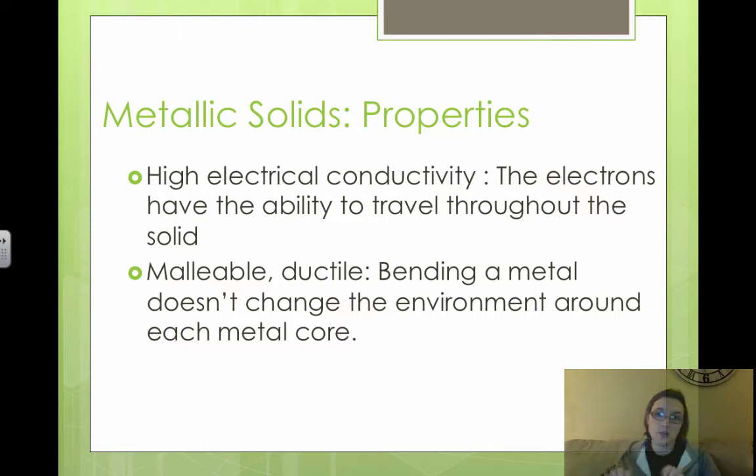And that's because when you bend a metal or you draw it into a wire, this doesn't change the environment around the metal core. It simply moves the electrons around. So all of these properties exist because atoms are capable of slipping past one another, where ionic and covalent solids don't exhibit this behavior. They're brittle. So the metallic solids are able to bend and slide past one another simply because of the sea of delocalized electrons.